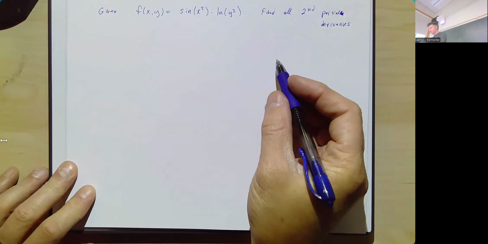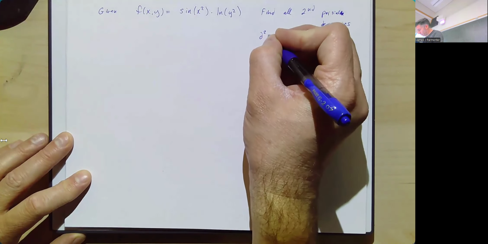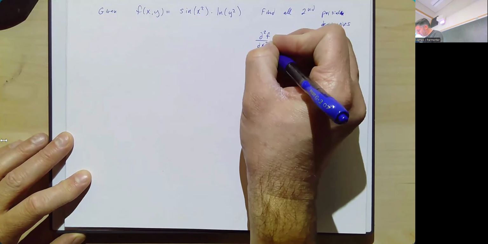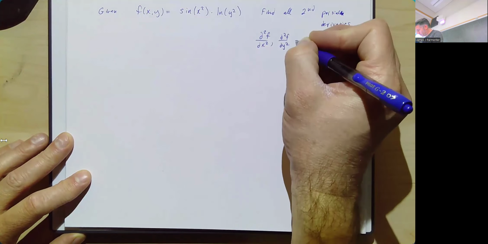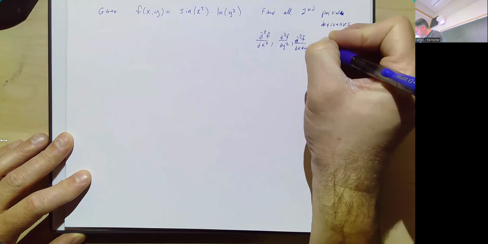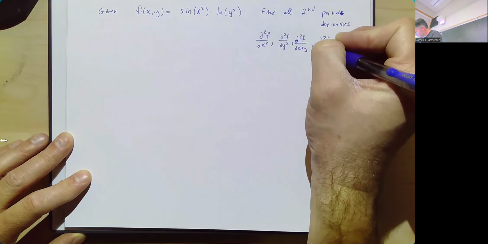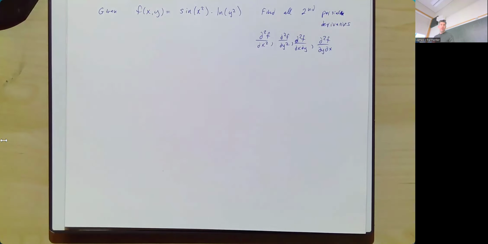When I read that, I take that to mean I need to find all 4 of them. I have to find del squared f del x squared, del squared f del y squared, del squared f del x del y, and del squared f del y del x, even though they should probably end up being the same. Unless I'm wrong. But I imagine that's what you were expected to do if that was the question. But before we can find any of those things, we have to find the first partials.